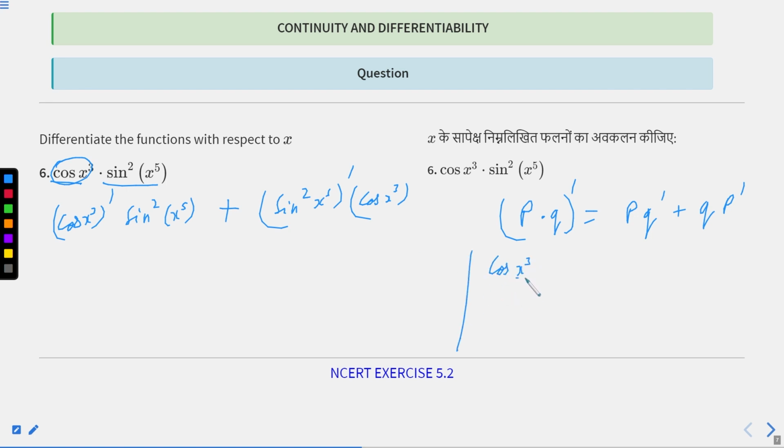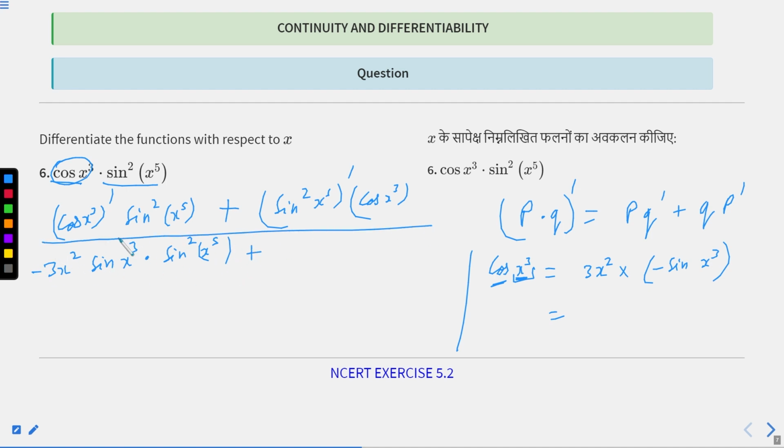First of all, I have to differentiate the inside thing, so this will be 3x square. Now multiply with the outside derivative, which will be minus sine, and write the same thing over here, which is x cube. So your final answer for this will be 3x square minus sine x cube, which is going to multiply with sine square x5 already. Now plus.